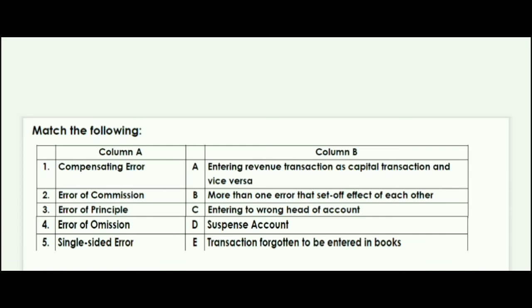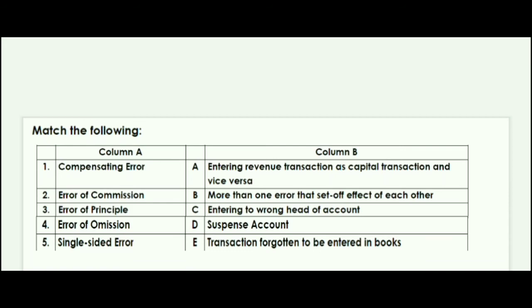Then next is single-sided error. Single-sided error will be nothing but the suspense account. So we'll repeat this so that it will be remembered by all of you. The first was compensating error, which means more than one error that set off the effect of each other. Error of commission, entering to wrong head of account. Error of principle, entering revenue transaction as capital transaction and vice versa. Error of omission, that is transaction forgotten to be entered in books. Then single-sided error, that is suspense account.